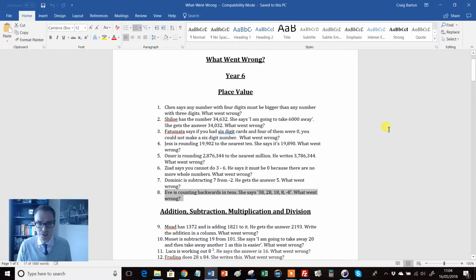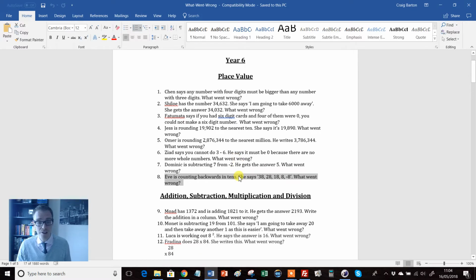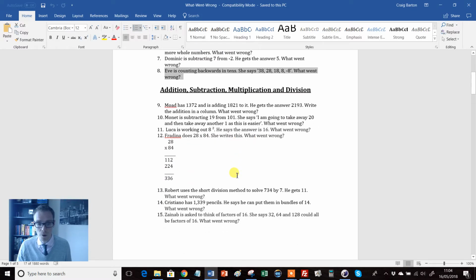Eve is counting backwards in 10. She says 38, 28, 18, 8, minus 8. What went wrong? Now we can see there that the zero's missed out. Now I'll talk about two different ways to use these in a second, but I just want to give you a couple more to give you a flavour.